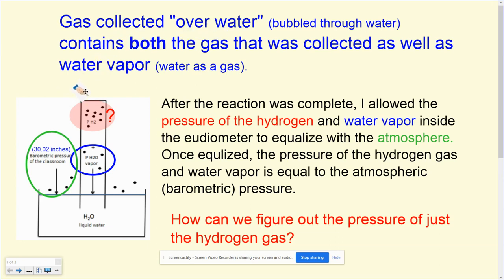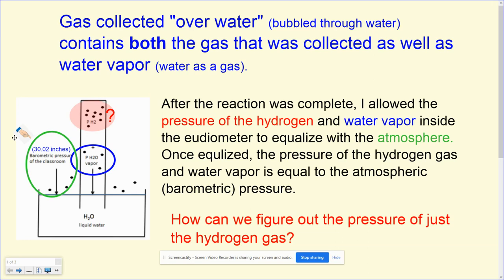So in the eudiometer, this picture here represents a eudiometer. After the reaction is complete, we have hydrogen gas in the eudiometer and we also have water vapor. After the reaction was complete, when I did this lab, I allowed the pressure of the hydrogen and water in the eudiometer to equalize with the atmospheric pressure.